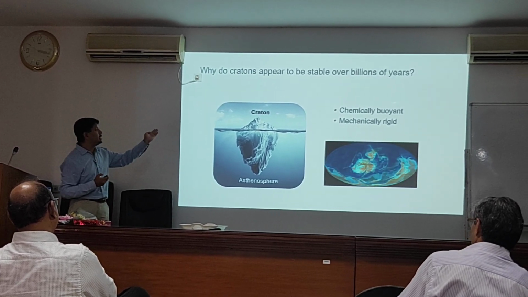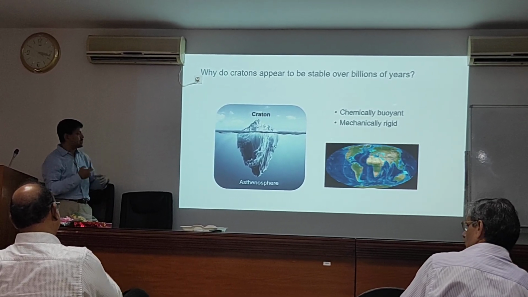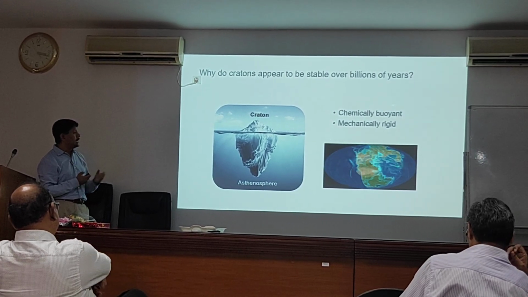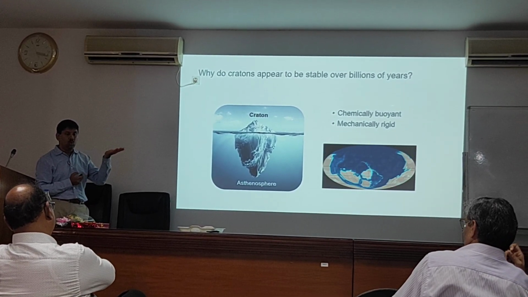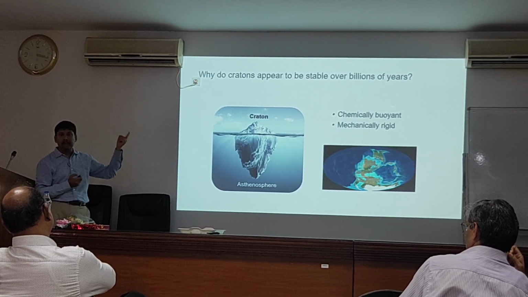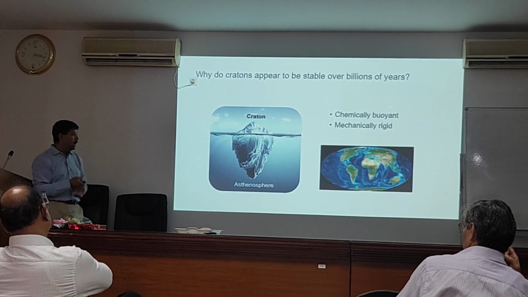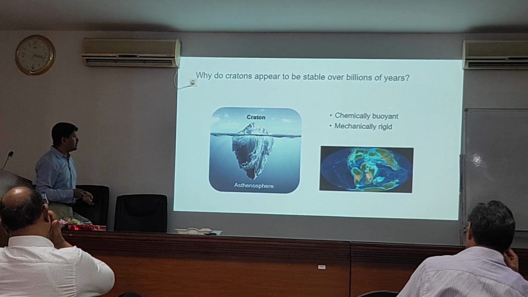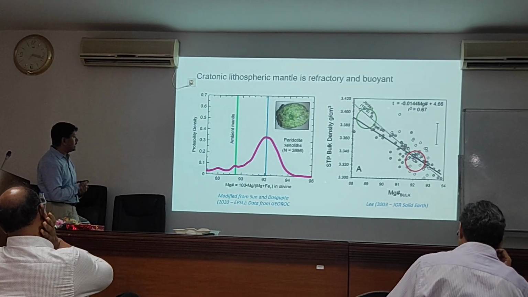The primary reason the continents or cratons appear stable is that the continental mantle root beneath the old parts of continental crust is chemically buoyant and mechanically rigid, so they float. What type of evidence do we have that they have those chemical features?